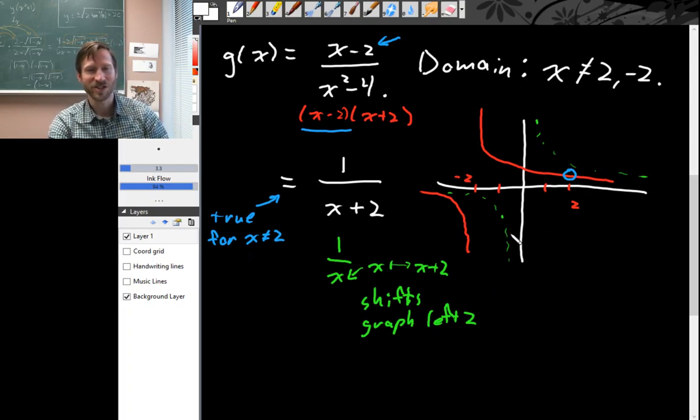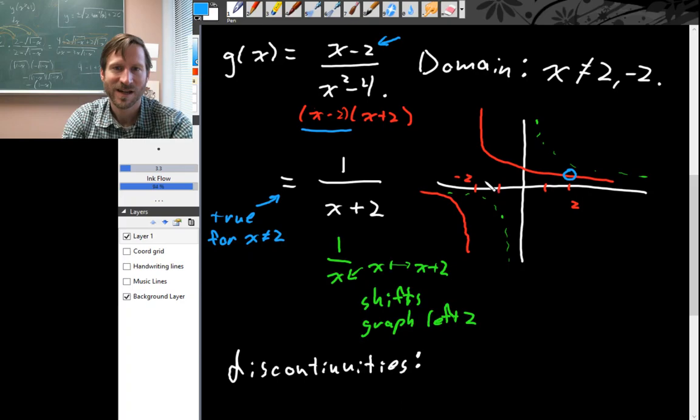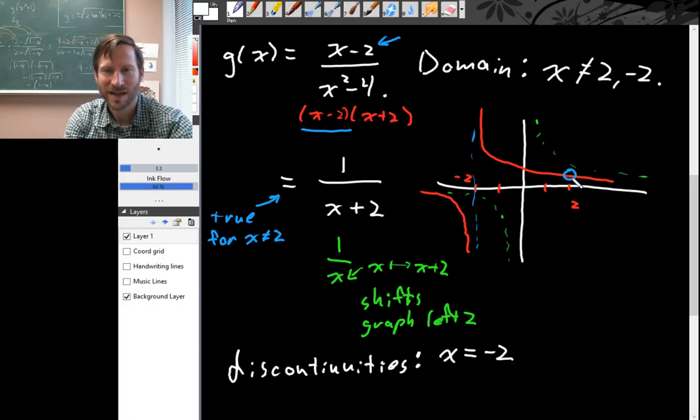And now that we have a graph of g, we can identify where the discontinuities are. We're just asking ourselves, where does the graph jump around? And it looks like there are 2 places. At x equals minus 2, because there's this vertical asymptote here, the graph sort of jumps from minus infinity up to plus infinity. So there's a discontinuity at minus 2. And over at 2, there's a gap in the graph. It doesn't really jump up or down, there's just a hole. And that means x equals 2 is a discontinuity.